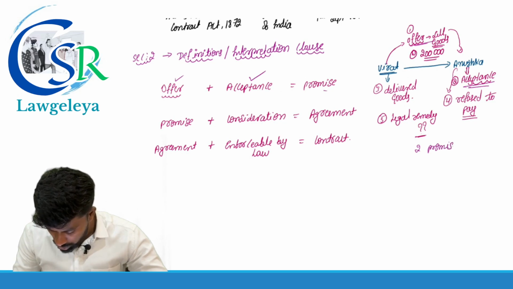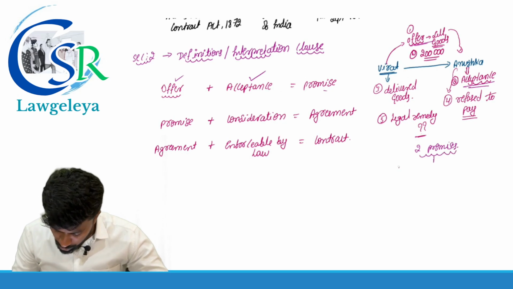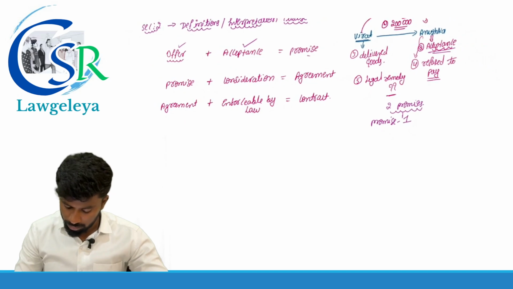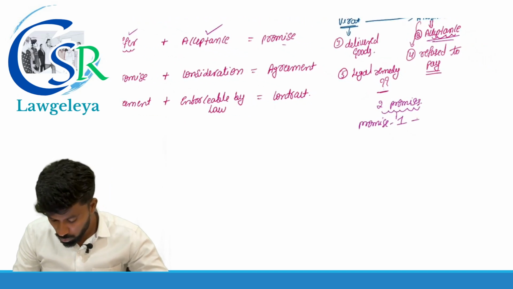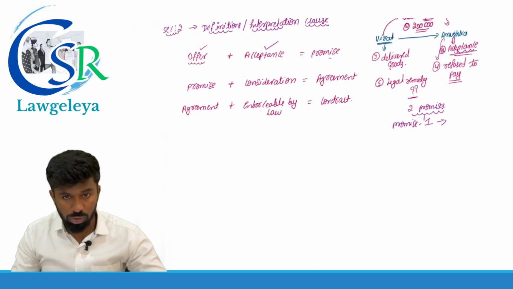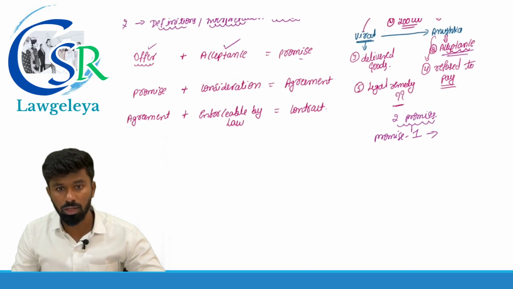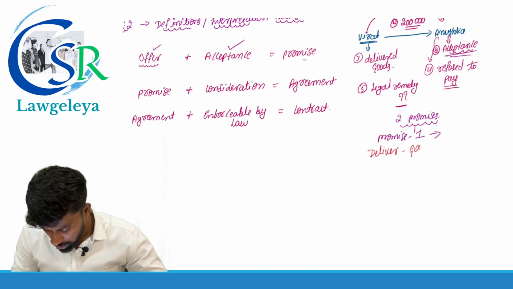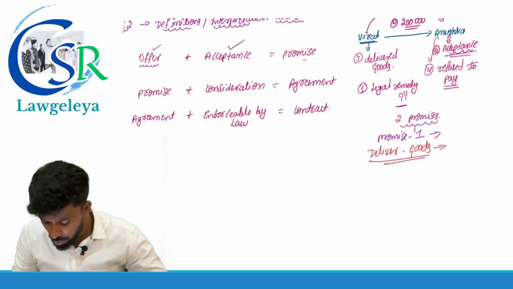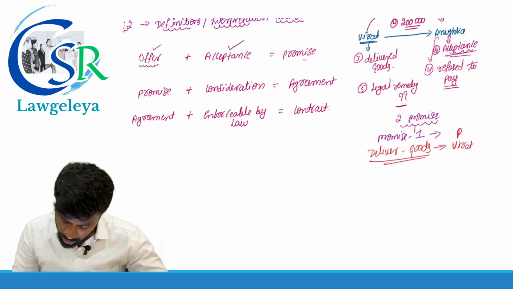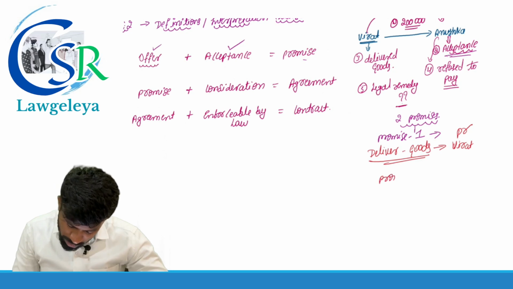Promise number one is to deliver the goods. Who made the promise to deliver the goods here? Virat made the promise. Virat is the promisor.